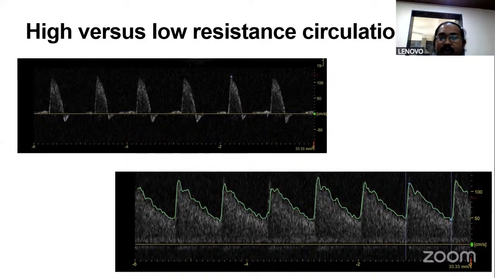So then how should it be? It should be like the image below, where there is a sharp systolic upstroke, then there is a dicrotic notch and end-diastolic velocities are not touching the baseline. It is well above the baseline. They say that end-diastolic velocities should be at least 30% of peak systolic velocities, and here it is well above that 30%. So we have noticed how high versus low resistance circulation waveforms would be.